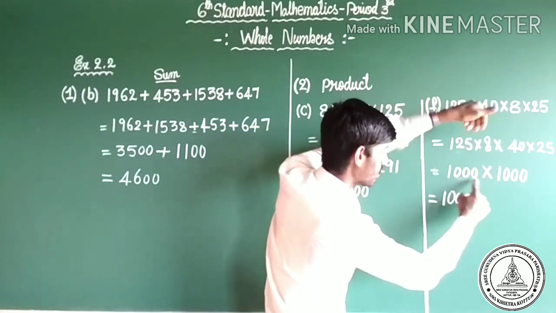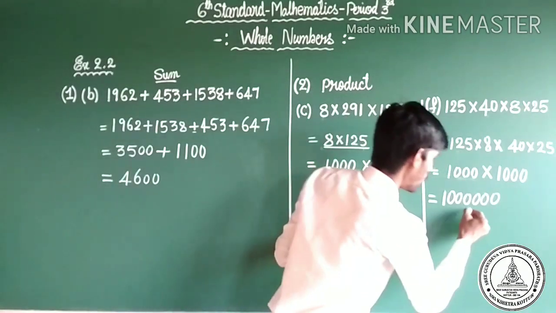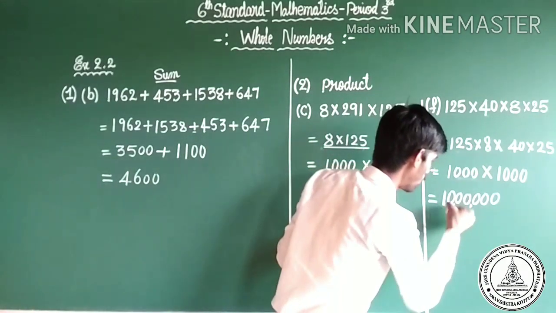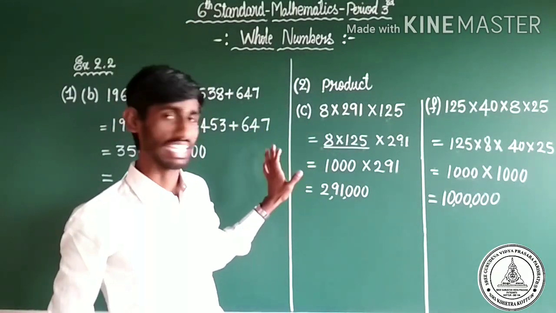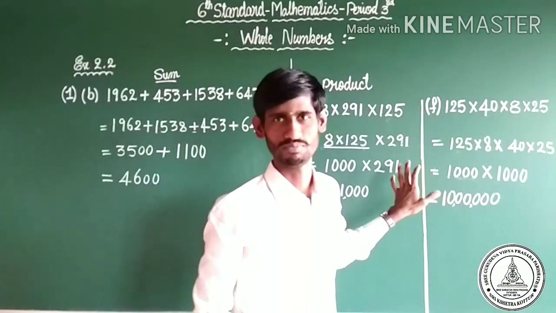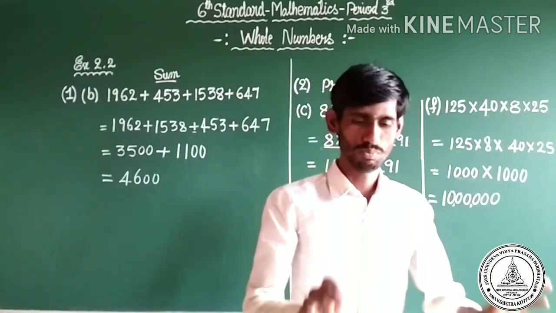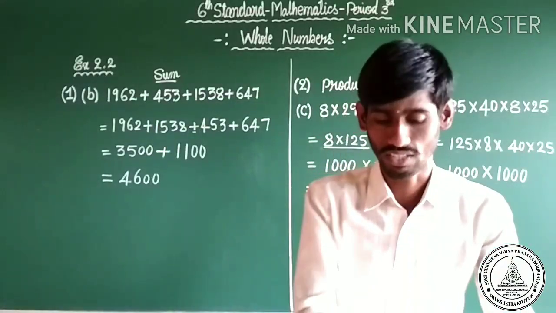How many zeros here? 3 zeros, 1, 2, 3. Place a comma after 3 digits, next 2 digits, next 2 digits. So this is the answer. How easy a method, the easiest. Really super, isn't it? Just learn these steps and also solve the given problems.